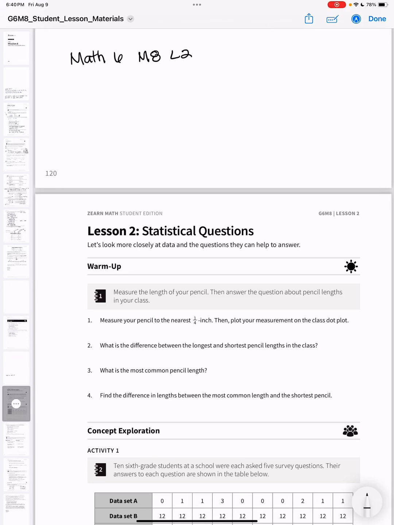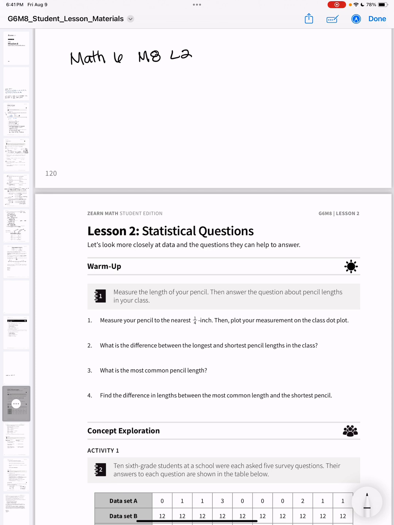Hi everyone, today we are going to do Math 6, Mission 8, Lesson 2, Statistical Questions. Let's look more closely at data and the questions they can help to answer. So today for our warm-up, we want you to measure the length of your pencil, then answer the question about pencil lengths in your class.